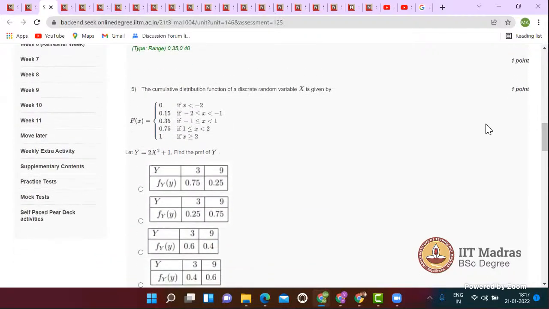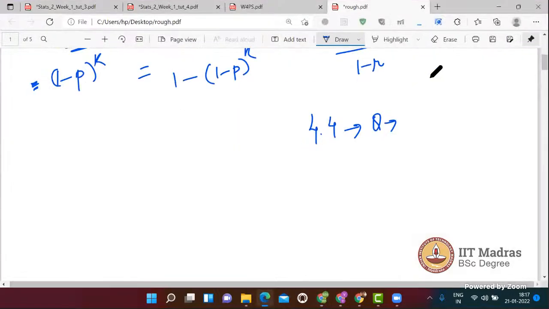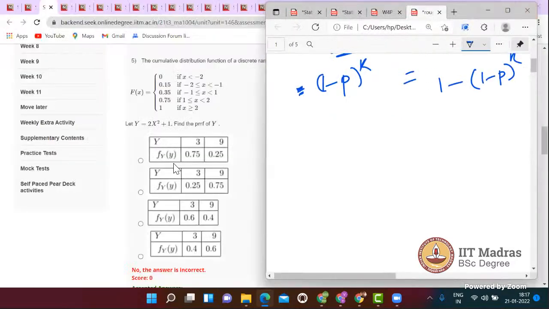Okay, question number 5. So here is the CDF. The CDF of a discrete random variable x is given by: for x less than -2, it's 0. So for each point you can know, right? It is in discrete form. It's already written also, and you can see from the CDF also.